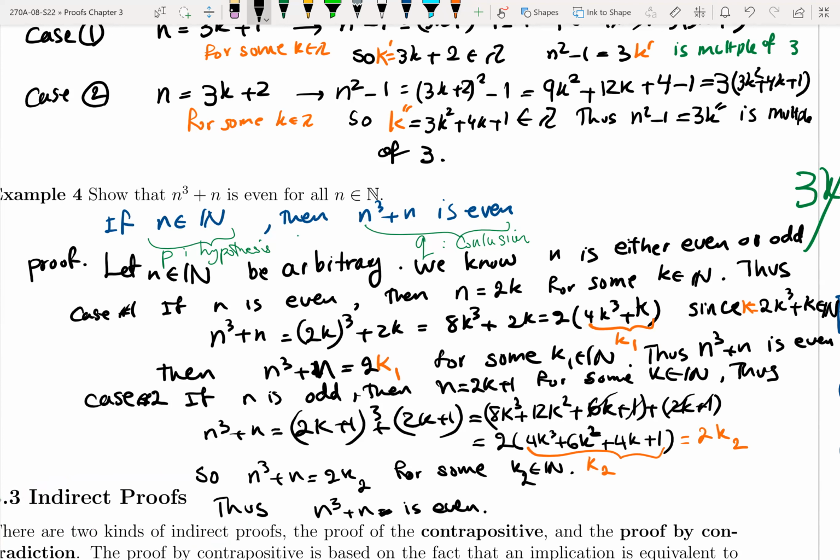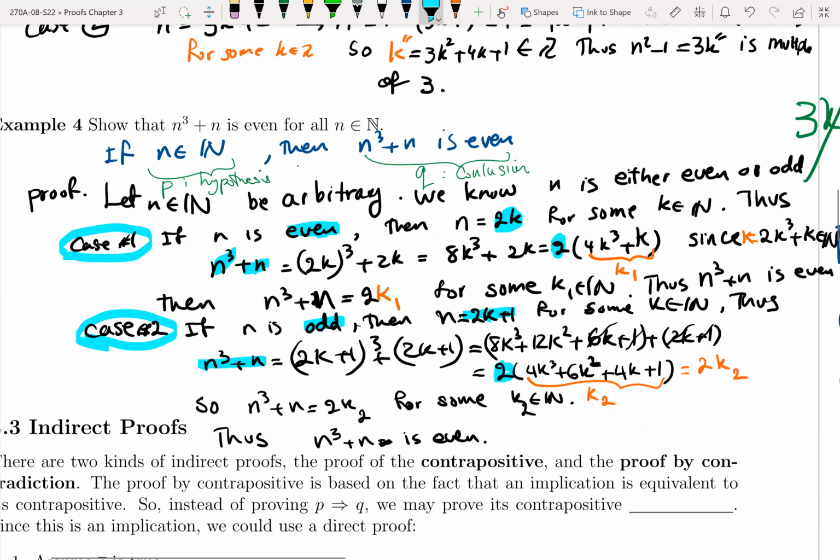I'm okay with this one. So one more time, we highlight what we are doing. There are 2 cases for all natural numbers: either even or odd. Being even means 2 times k. Being odd means 2 times k plus 1. For either case, you could show that n cubed plus n is twice something, so it's even. No matter if n is even or odd, n cubed plus n is even.